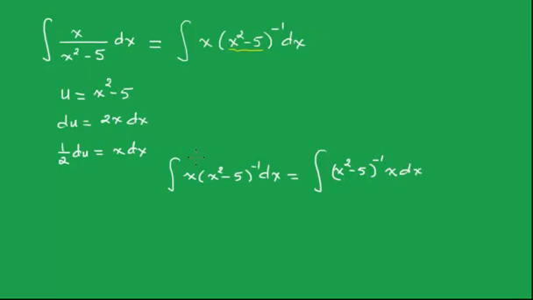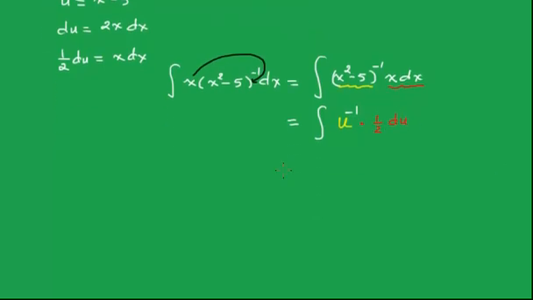So you notice that what I did is I just wrote the x next to the dx. Now x squared minus 5 is u, so u to the power of negative 1, and x dx is equal to 1/2 du, which I'm rearranging as 1/2, the constant to the front, u to the negative 1 du.